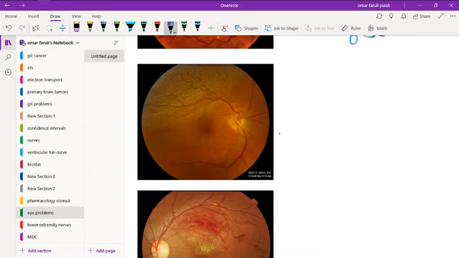In retinal detachment, there is separation of the neurosensory layer of the retina. As the time is going, I can take a break for 1 minute, then I will start from retinal detachment.